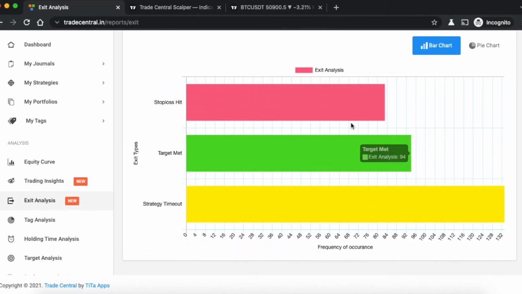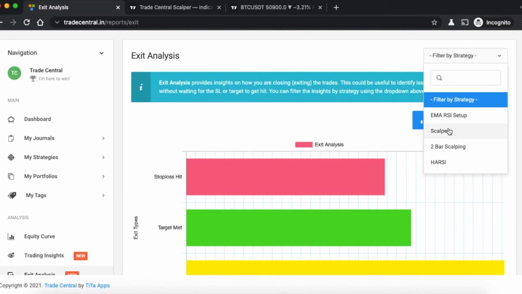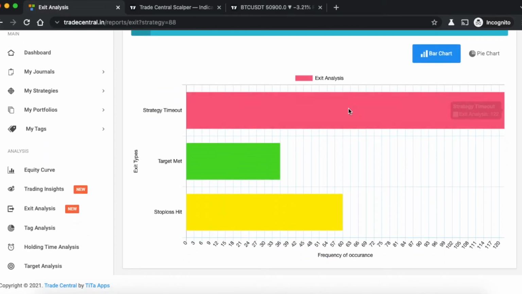On exit analysis, you can see that most of our trades were strategy timeout. Like strategy timeout, we encountered an orange candle. So most of the time when we encounter this candle, we are profitable, we exit with some points, and then this many trades met their target. So the first two items are generally the profitable ones.